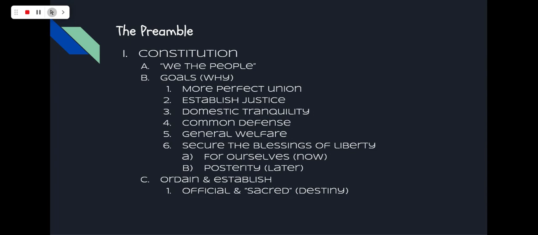Now, there are 6 goals listed in the Constitution in the preamble. That's the introduction of the document. The Constitution itself was created under the authority of the people of the United States.